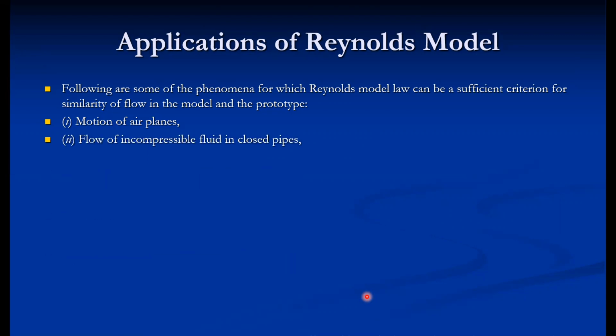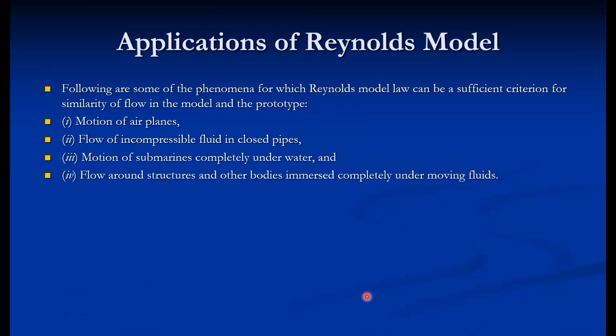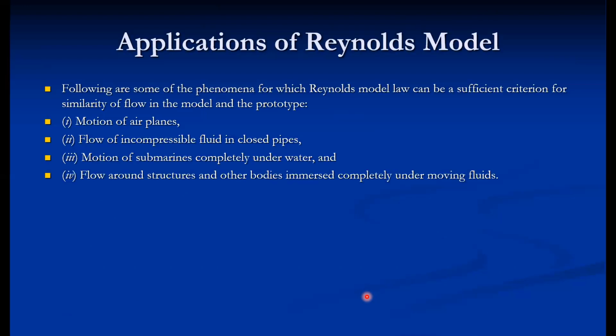Second, flow of incompressible fluid in a closed pipeline. There also the Reynolds number matters. Wherever frictional forces are calculated, the Reynolds model is important. Others are the motion of a submarine completely underwater, and flow around structures and other bodies completely immersed in moving fluids. So these are the applications. Especially where the skin friction drag or the frictional force is obtained, that is because of the viscosity, there the Reynolds model is applicable.